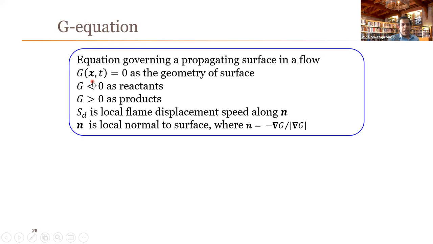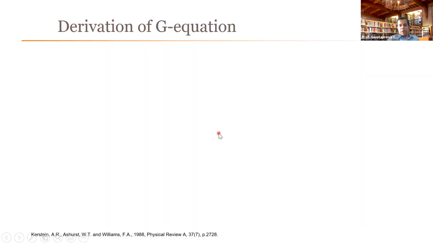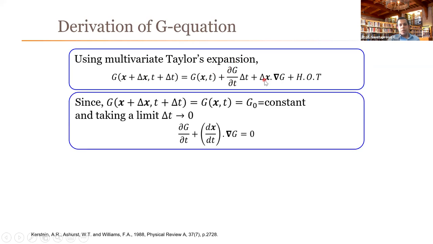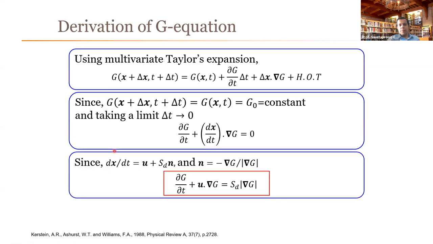Just to recap, though we will not really go into this, G equal to zero is a flame surface, G less than zero is a reactant, G greater than zero is a product, and this is the configuration. Then if you use a multivariate Taylor expansion in the vicinity of G(x,t), in the neighborhood of G(x_p), you can write it in terms of the time derivatives as well as the spatial derivatives, and neglecting the higher order terms, you can arrive at this. Now this dx/dt is essentially the local flame surface velocity. And then if you plug this flame particle tracking equation into the G equation, which was derived long back and you can find it in Professor Williams' book, you arrive at this, which is also the level set method that computer scientists have developed.